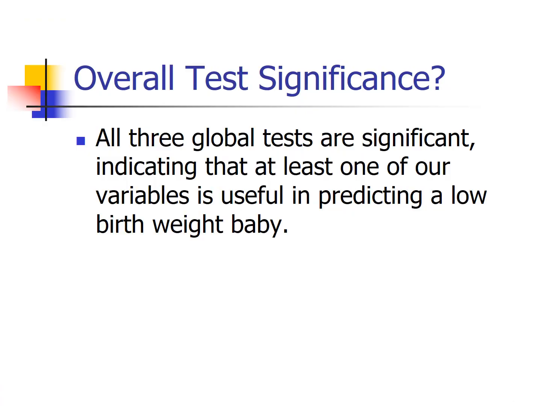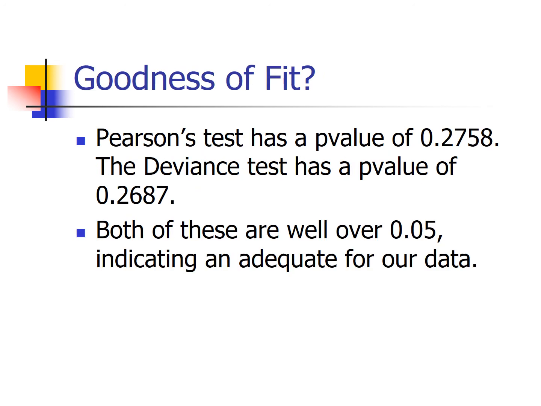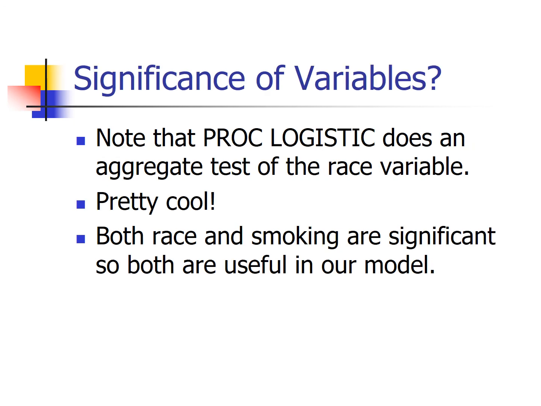All right, so I think we talked all this through, right? We said all three global tests are significant, indicating at least one of our variables is useful. Our goodness of fit tests all indicated a good fit. Our follow-up test, right? Our overall test was significant. That tells us to dig deeper. When we dig deeper, we notice that both race and smoking are significant, hence useful in our model.